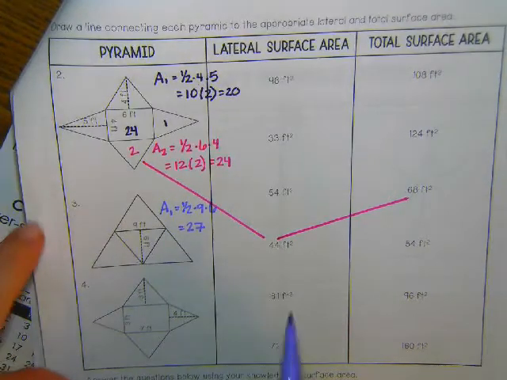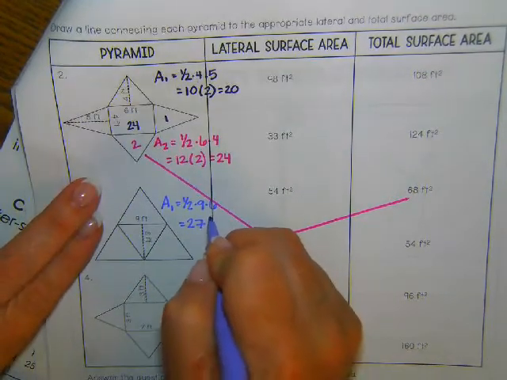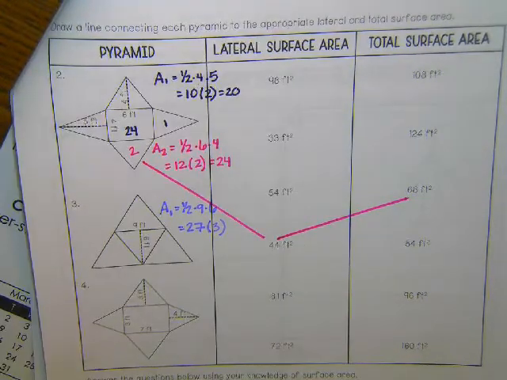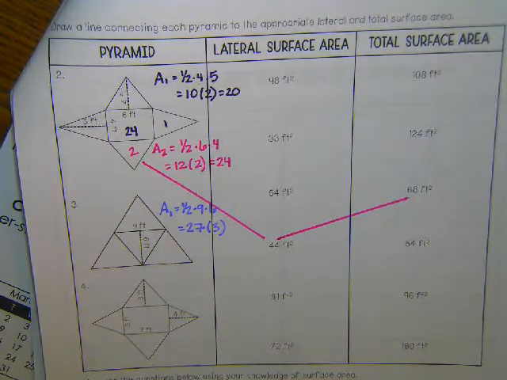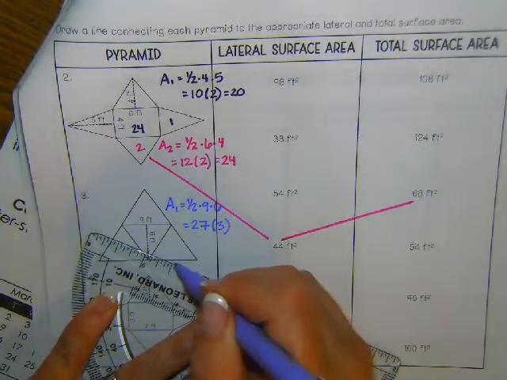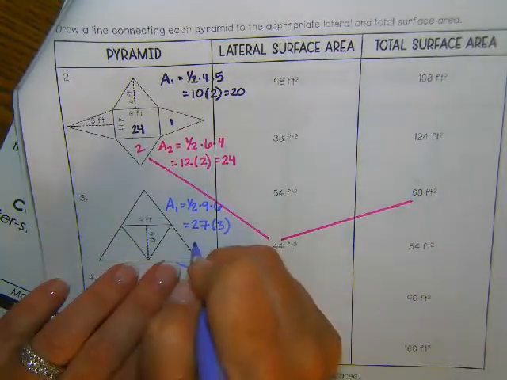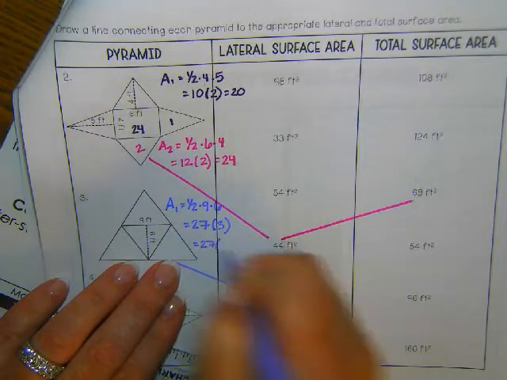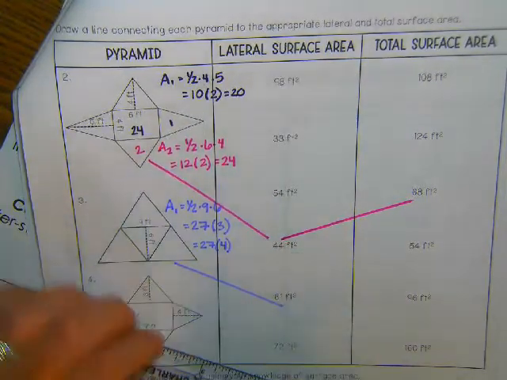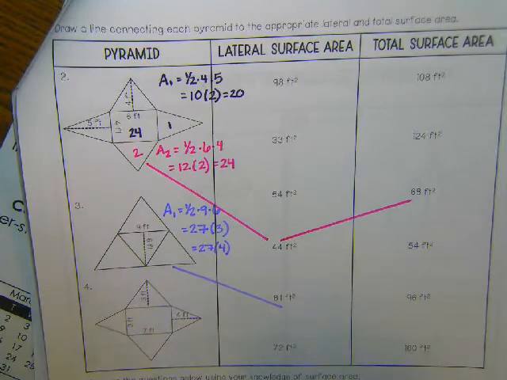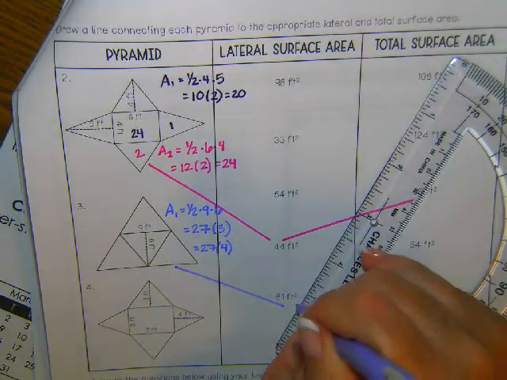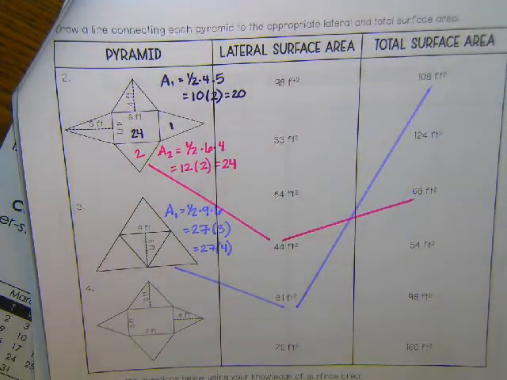Okay, if I want the lateral surface area, what am I going to multiply 27 by? 3. What is 27 times 3? 81. Okay, there's my first one. Now if I want the total surface area, what am I going to multiply 27 by? 4. And what do I end up with? Yep. Any questions on that one?